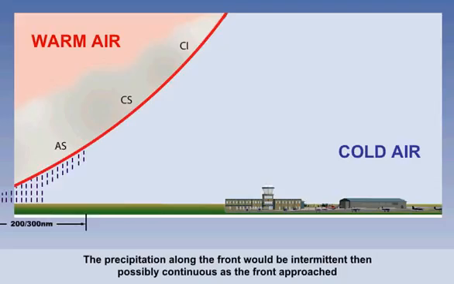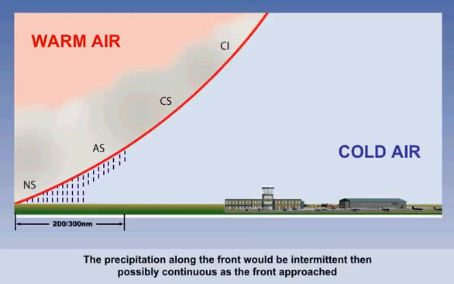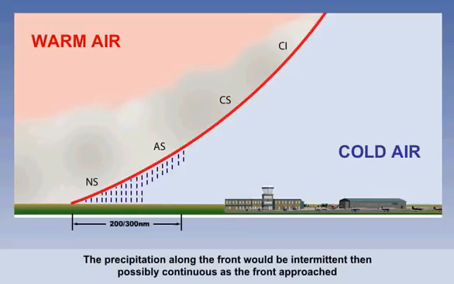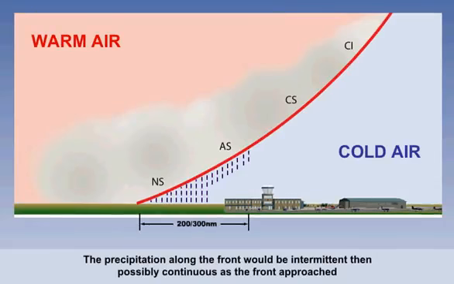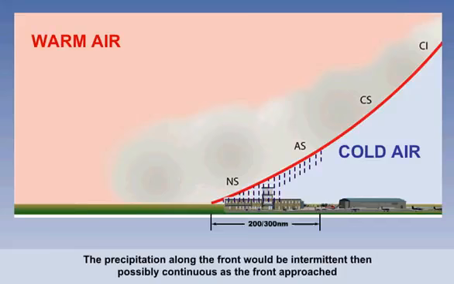As a result of the slope of the front and the horizontal spread of the cloud, the precipitation would cover a very wide area in front of the front, maybe a few hundred miles. As the front got closer, we would encounter increasing amounts of precipitation. This may be light and intermittent at first, but just in front of the warm front, where the cloud is lowest and thickest, we may encounter much heavier, continuous precipitation.